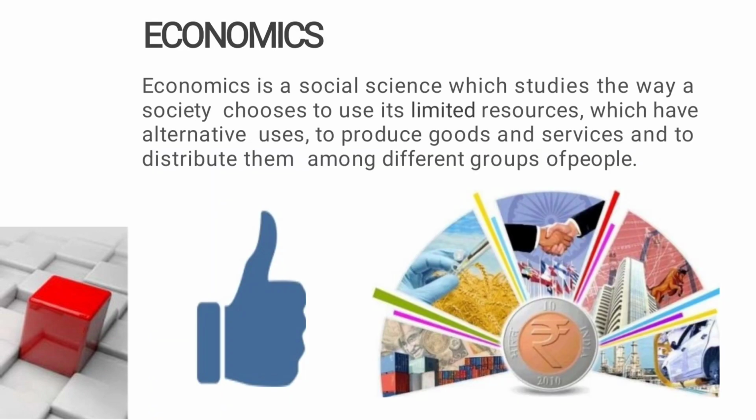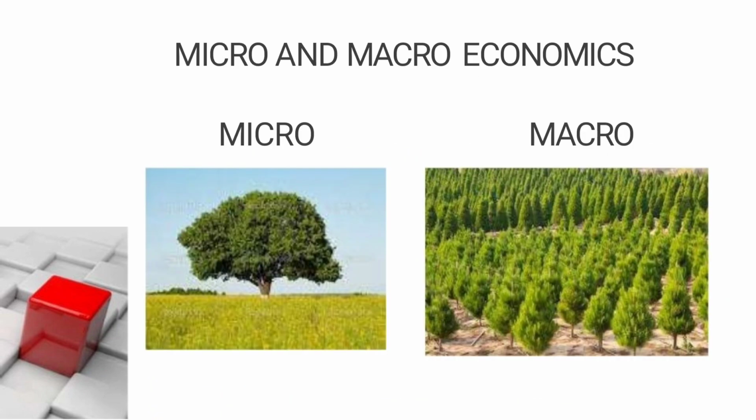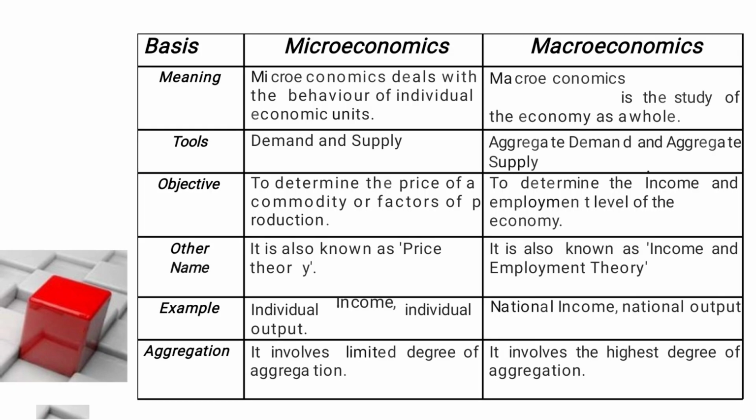So what is economics we have seen. Economics has been classified into two. One is micro, the other is macro. All of us know micro means small and macro means large. That's why in this picture we have given a single tree as micro, and a large number of trees put together, we call it macroeconomics.